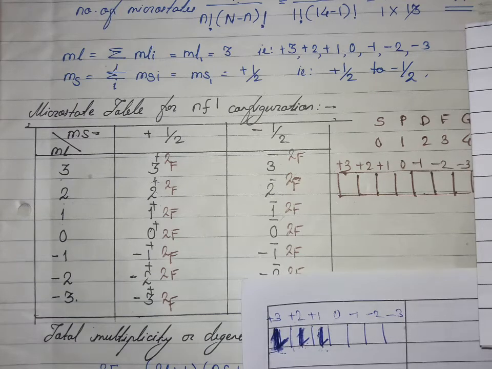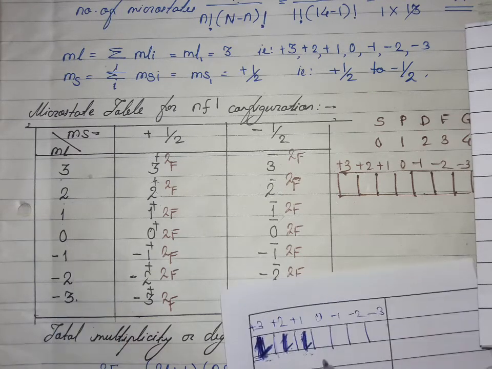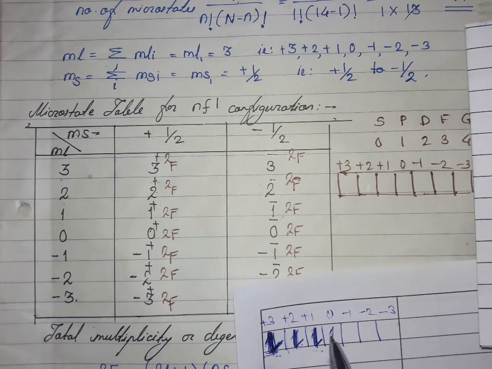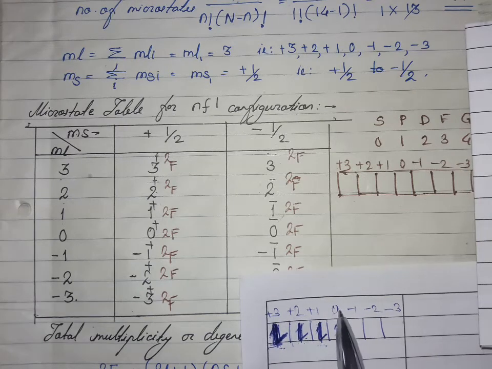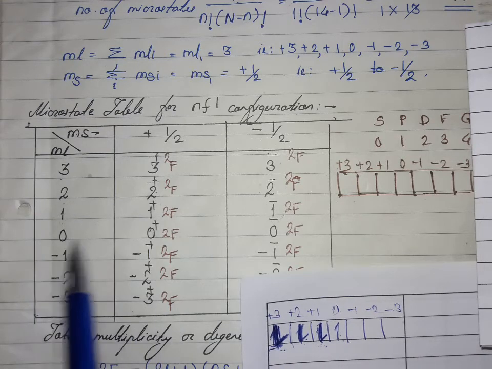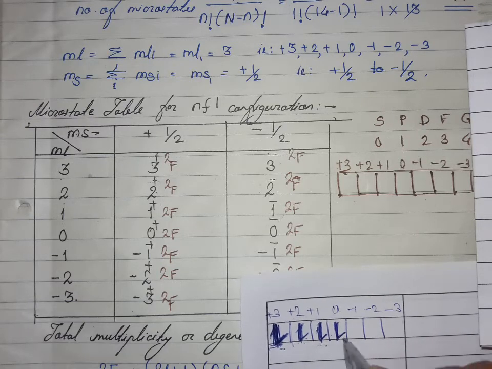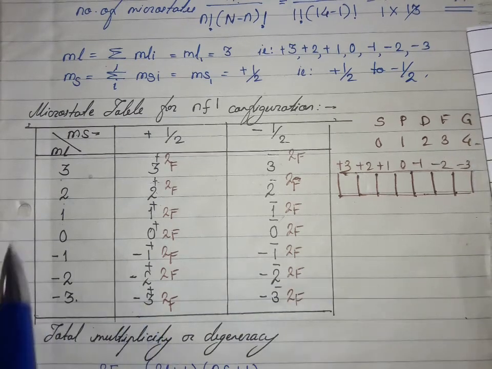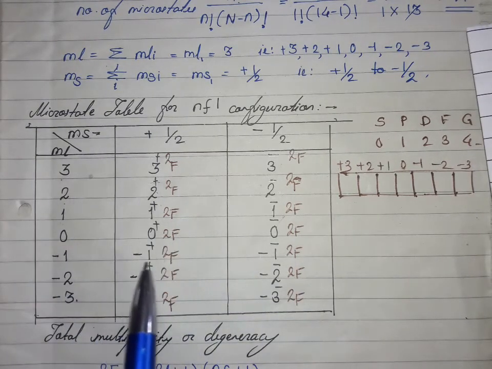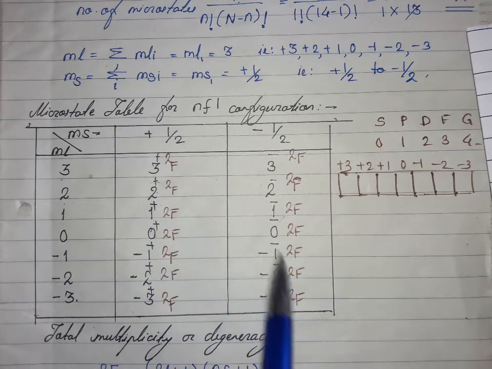Now, next case, put that electron in this suborbital, then you will get ml value 0 because the shell is 0 for that electron, and the spin value is +1 by 2. But when we put that electron in the inverted position, then the ml value is 0 but the ms value is -1 by 2. Like this we have to draw the microstate table for the f1 configuration. This is very simple to draw.